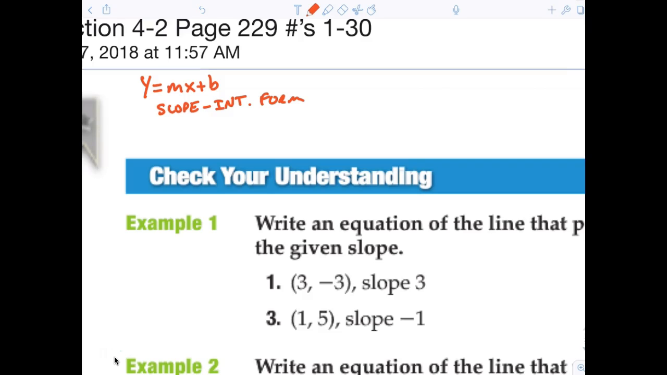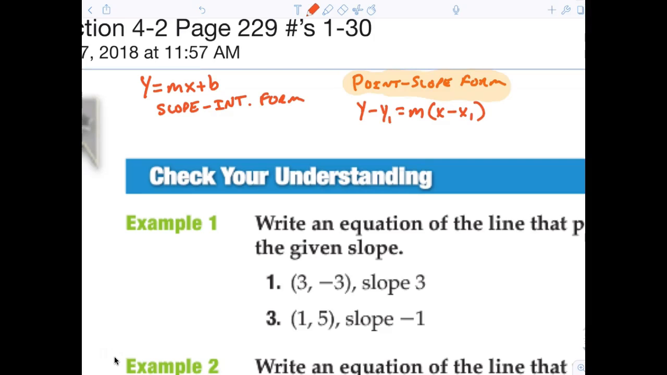So they created another form, and the other form that we're going to learn today is called the point-slope form. The point-slope form is by far the most popular. Yeah, it's super easy. Now, the point-slope form is this: y minus y1 equals m times x minus x1.